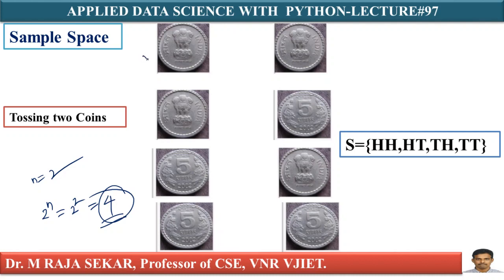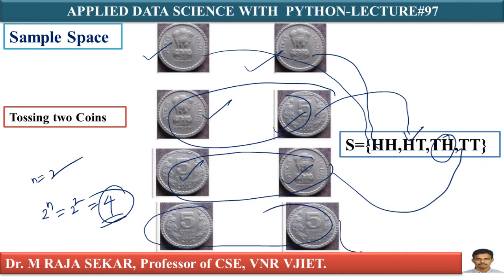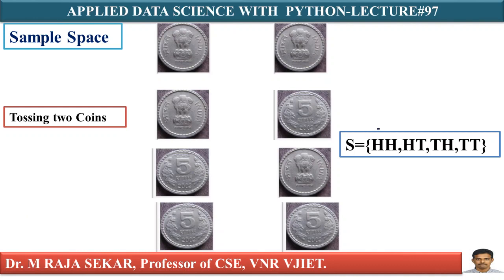What are they? First coin may be head, second coin may be head. This is head head case. First coin may be head, second coin may be tail. Therefore, this is head tail case. First coin tail, second coin head. This is tail head case, isn't it? Both coins may be tails. I am writing all possibilities in a set S: head head, head tail, tail head, tail tail. Therefore, this S is known as sample space of a random experiment of tossing 2 coins.